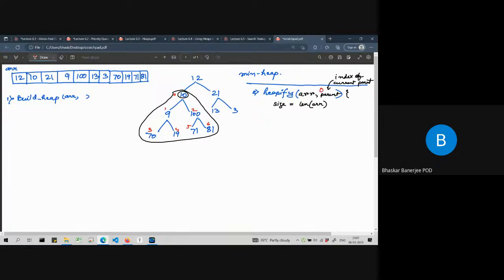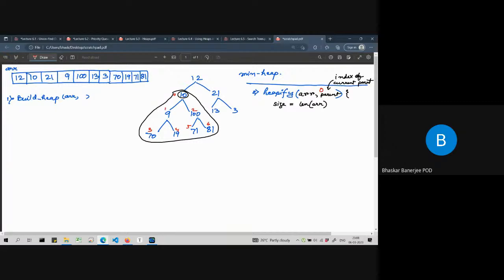As much as I recall, these codes are not there in the slide. No, sir, these are not. So pay attention. This is 0, the first position. Again, this is the index of the parent. It's not 10, it's the index of the current parent.